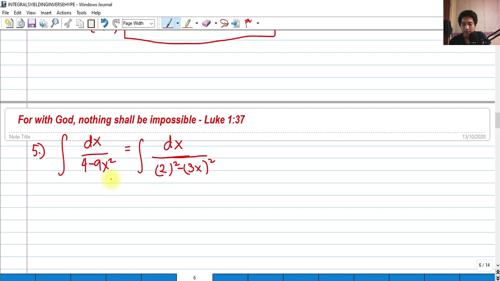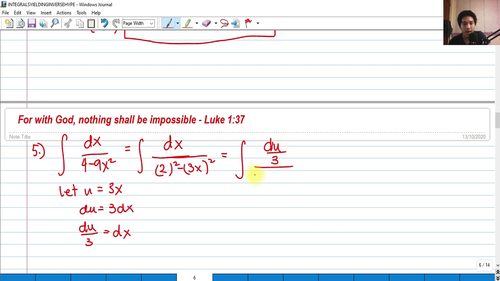So what we are going to do is let, again, u equals 3x, and we have du, which is equal to the derivative, 3dx, and then du all over 3 equals dx. So we need to substitute. We have du all over 3 all over 2 squared minus 3x squared. So we can factor out 1/3 integral of du, and simply substitute a squared here minus the u squared here.